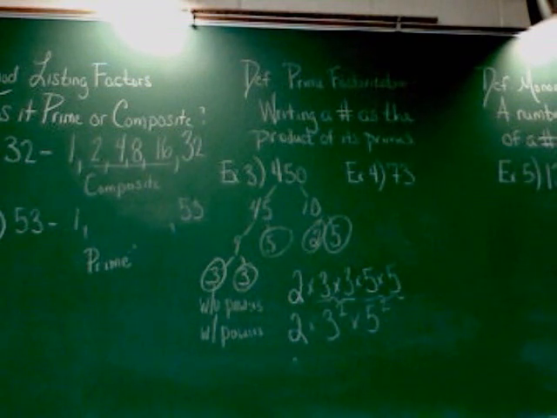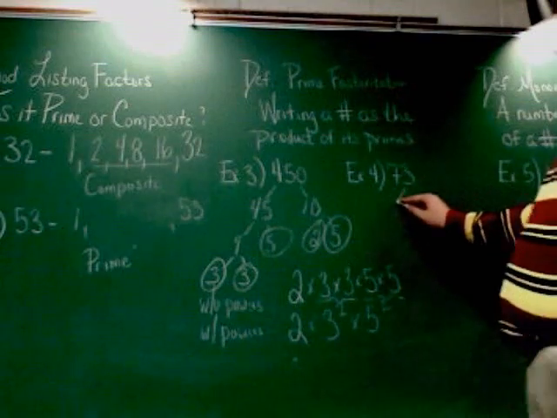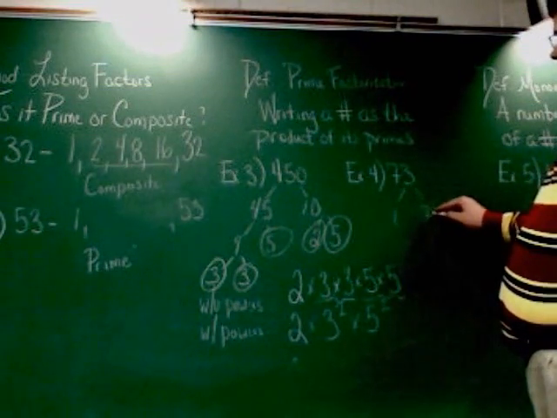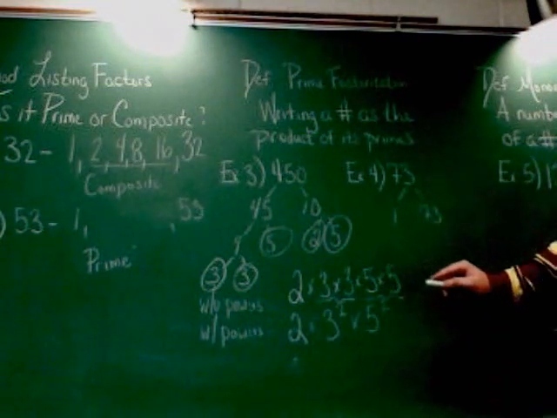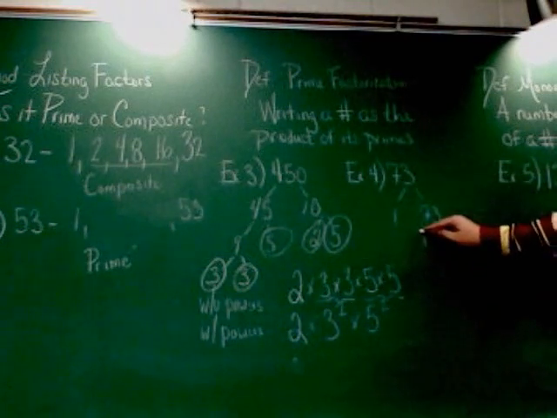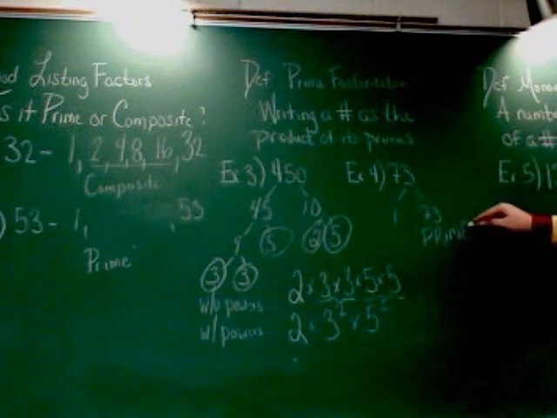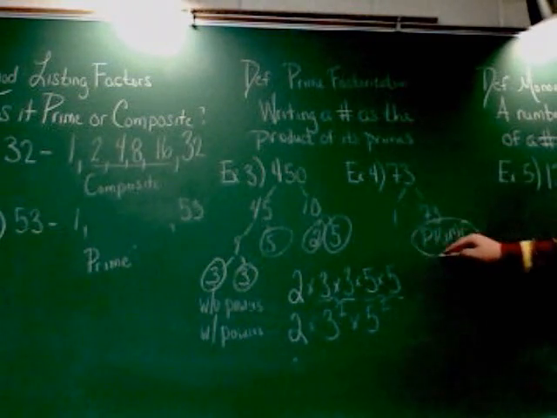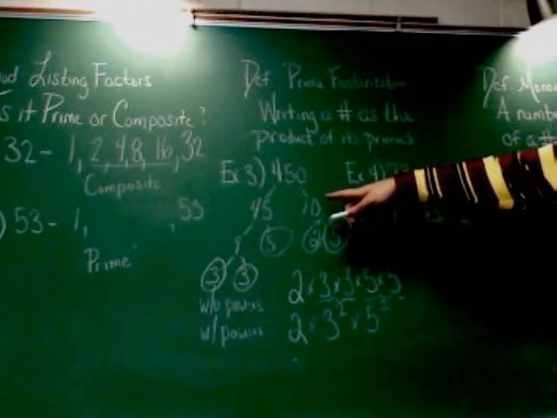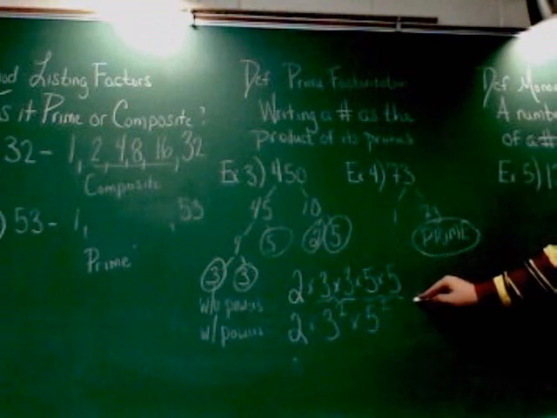All right, so let's try 73. Give me two numbers that multiply together to make 73. Don't think too hard on this one. 73 and 1. There's no other way to make 73. It's just 1 times 73. When you find that to be happening, that means the number is prime. Which, as you probably guessed, means that this one, since it actually had other numbers, would be composite.